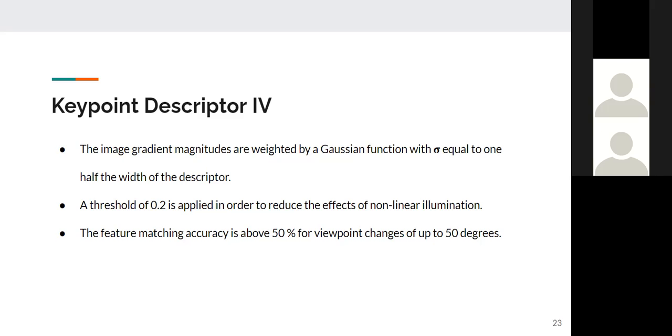Through different experiments, it is proved that the feature matching accuracy is above 50% for viewpoint changes of up to 50 degrees. Therefore, SIFT descriptors are invariant to minor affine changes as well.